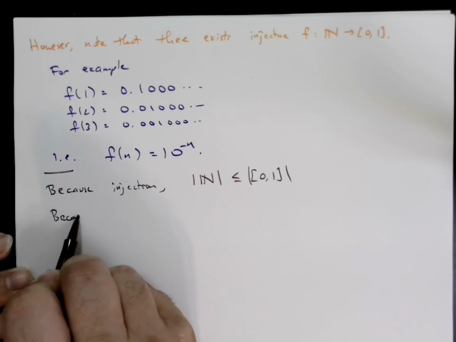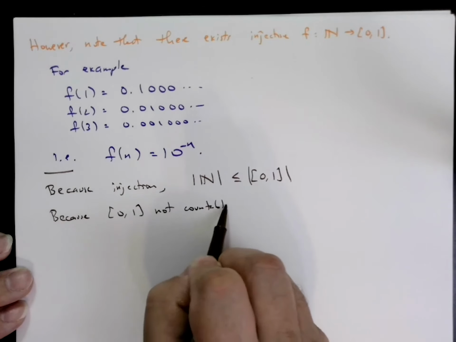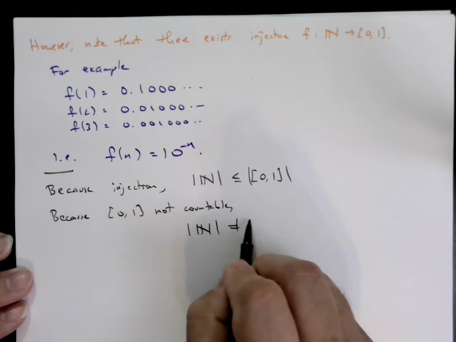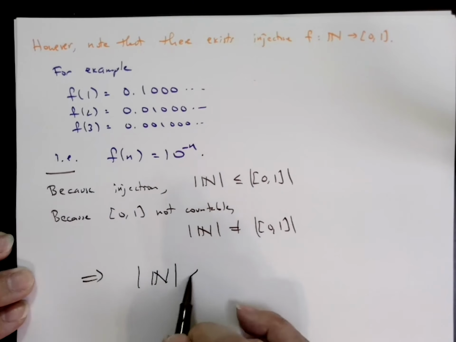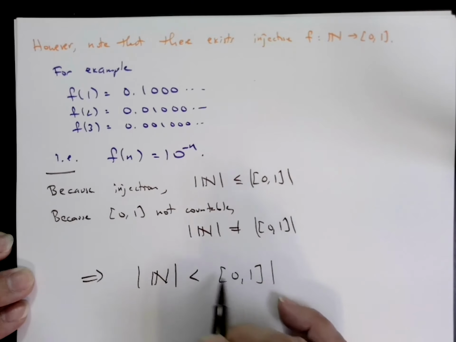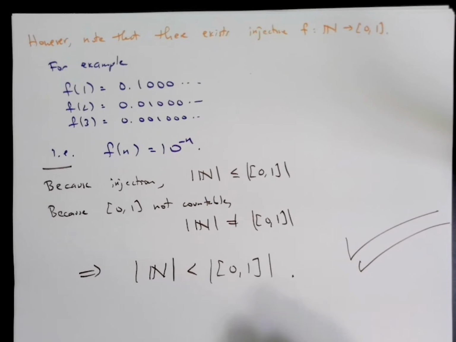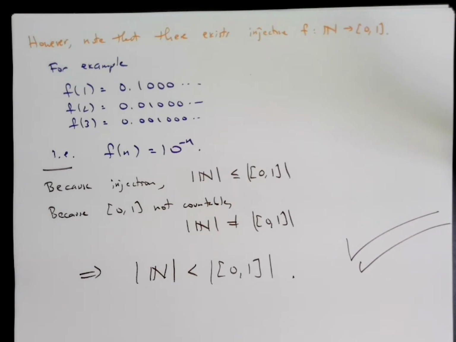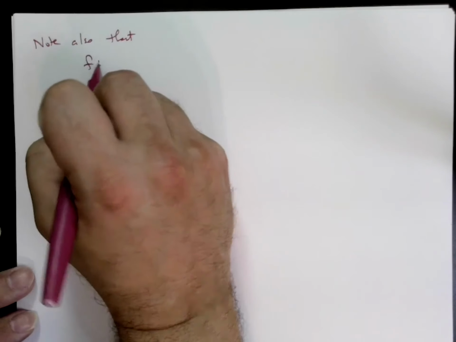As such, that means that the cardinality of the natural numbers is less than or equal to the cardinality of the interval. Since we've also shown that the cardinality of the interval is not the same as the cardinality of the natural numbers, that means that the cardinality of the natural numbers is strictly less than the cardinality of the interval. One more note. Also notice that the interval is a subset of the real numbers.